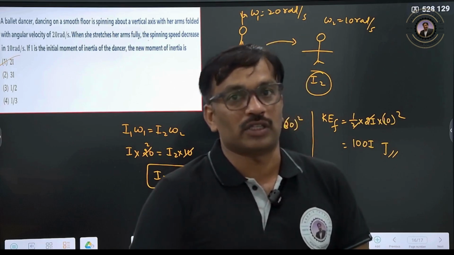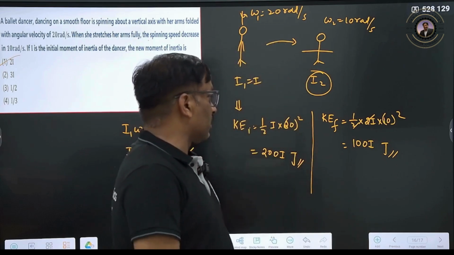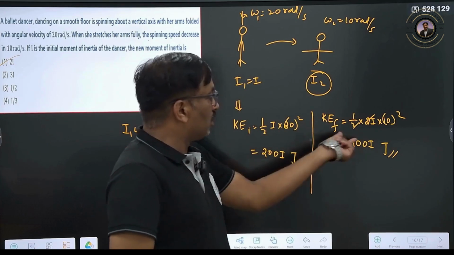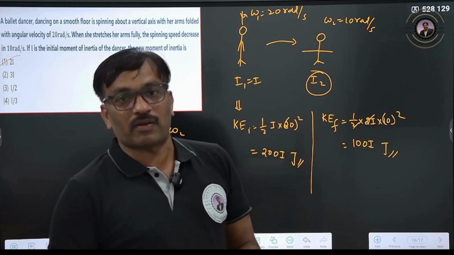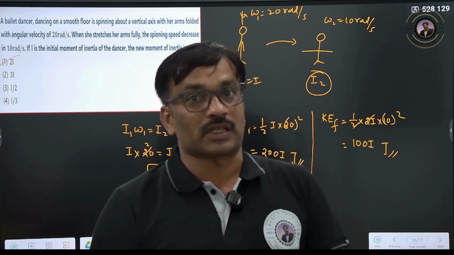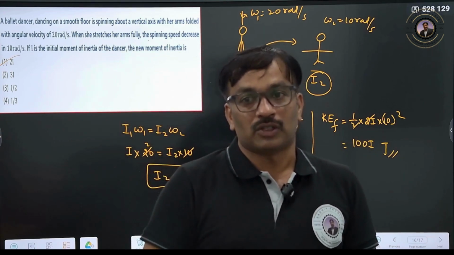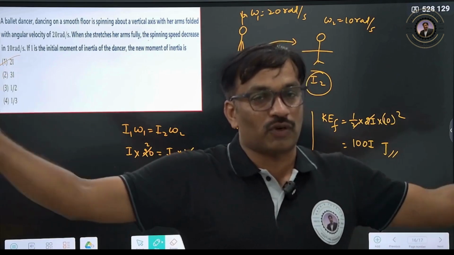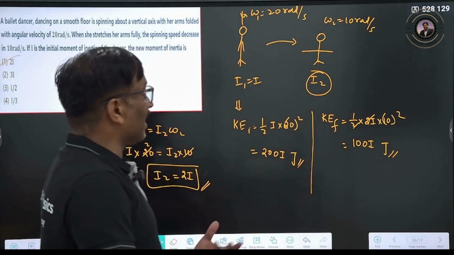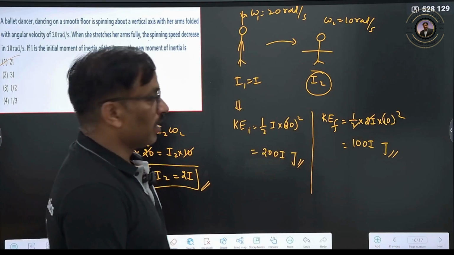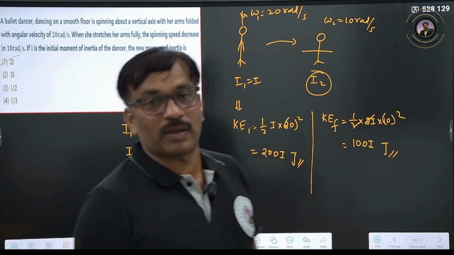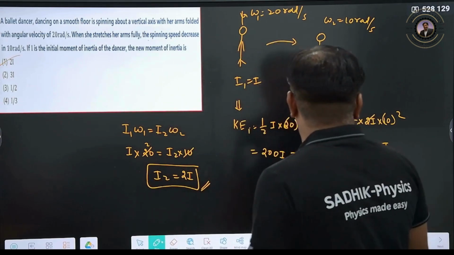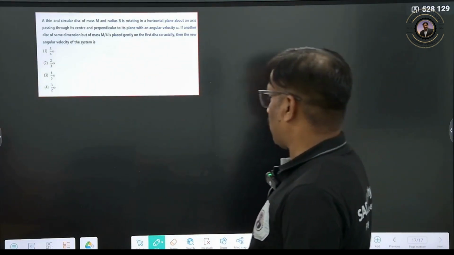If you really know the answer to this question, please comment it. Therefore, what happened to the kinetic energy? Initially this much is there, and afterwards the kinetic energy has changed. Where has it gone now? This energy was taken by the body to stretch the hands, so that energy was utilized by this. So here angular momentum will be constant, but kinetic energy will be changing. So this point also you should remember in the conservation of angular momentum.